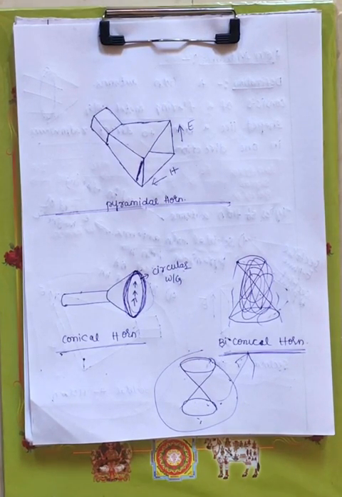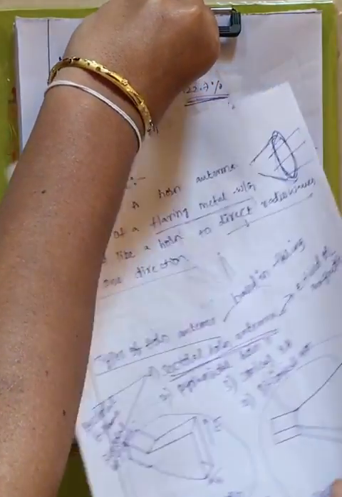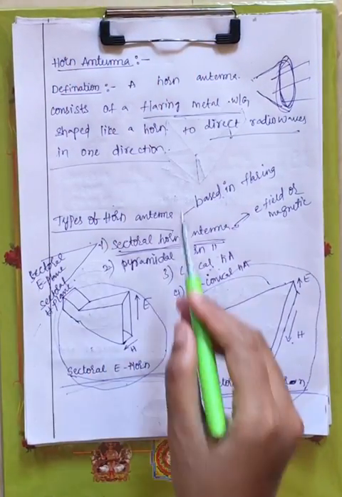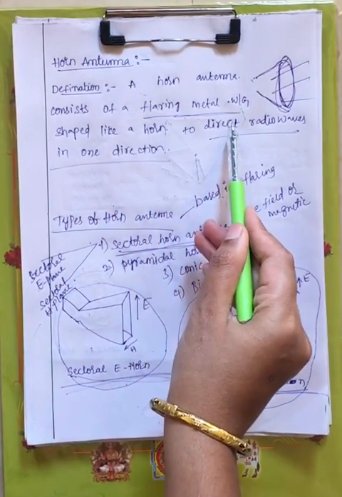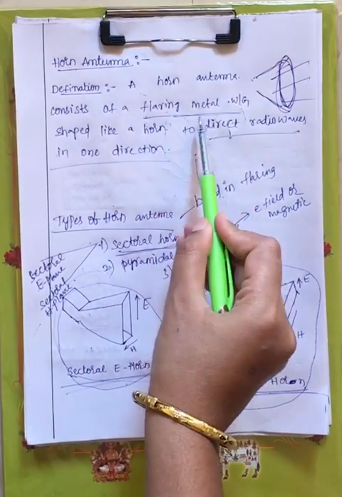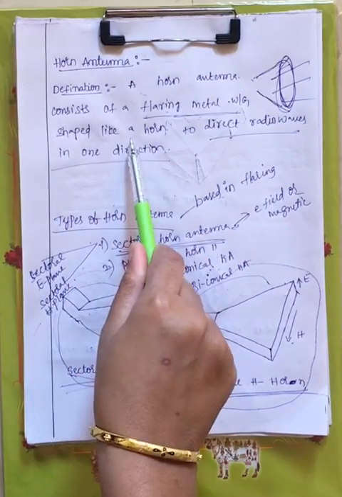Let me briefly explain again till now. What is a horn antenna? A horn antenna consists of a flared metal waveguide, either circular or rectangular. Flaring is nothing but a wide opening. That means at the wide opening it may contain either a rectangular waveguide or a circular waveguide, and it is shaped like a horn.